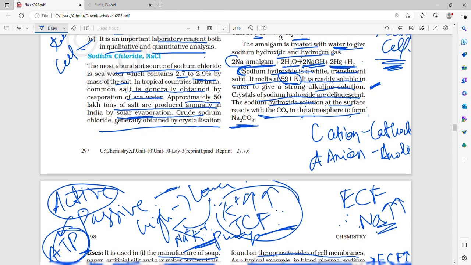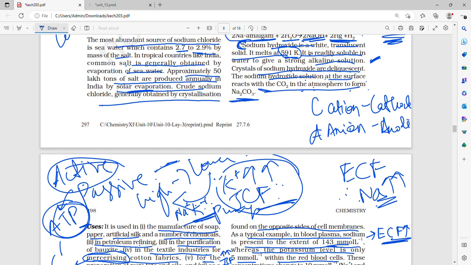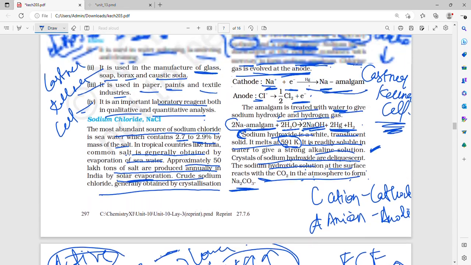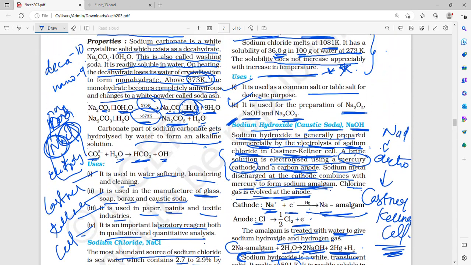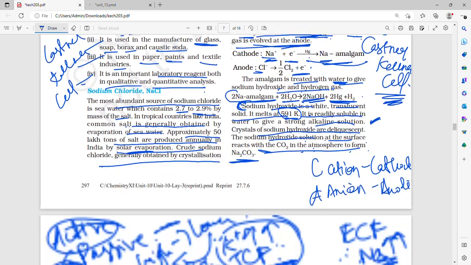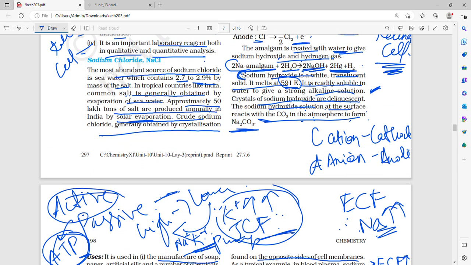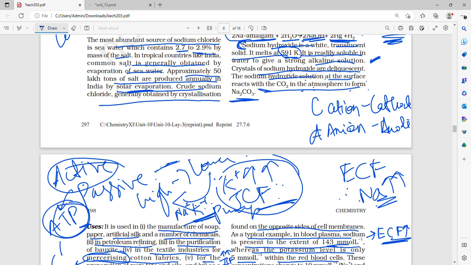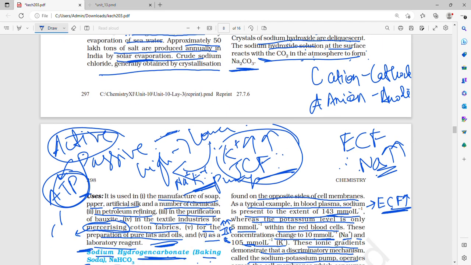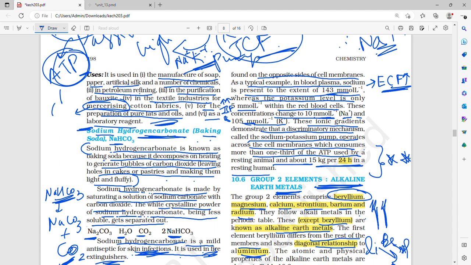What is sodium hydroxide? It is a white translucent solid. It melts at 591 Kelvin, whereas sodium chloride melts at 1081 Kelvin. It is readily soluble in water to give a strong alkaline solution. Crystals of sodium hydroxide are deliquescent, that is, they absorb moisture. The sodium hydroxide solution at the surface reacts with carbon dioxide in the atmosphere to form sodium carbonate.